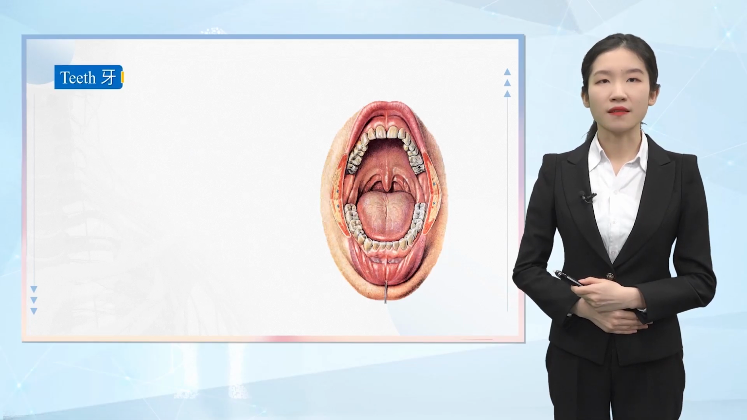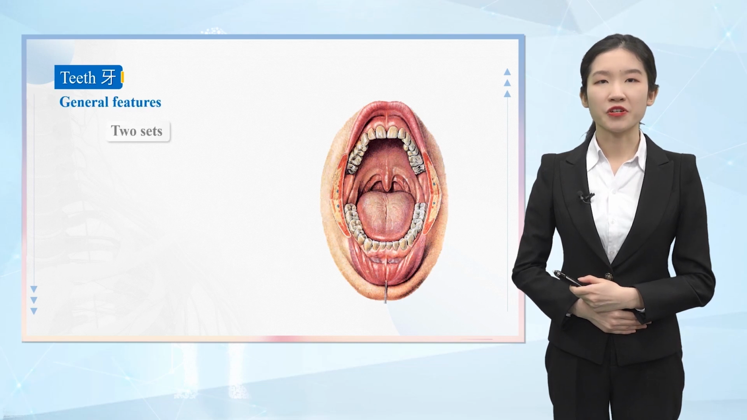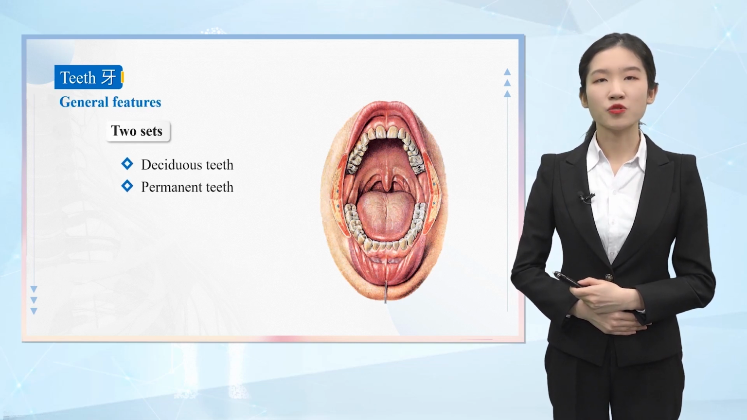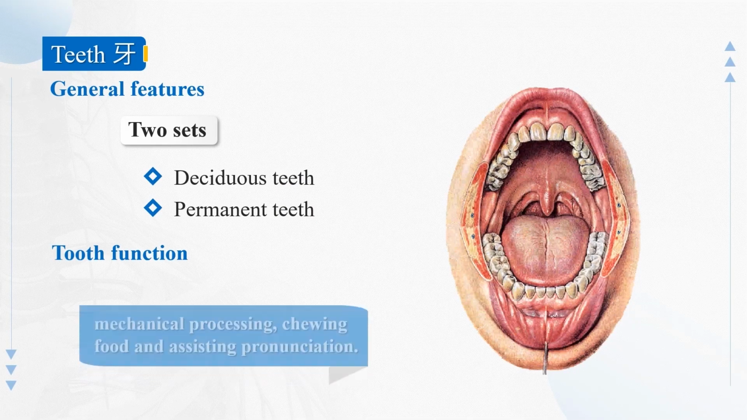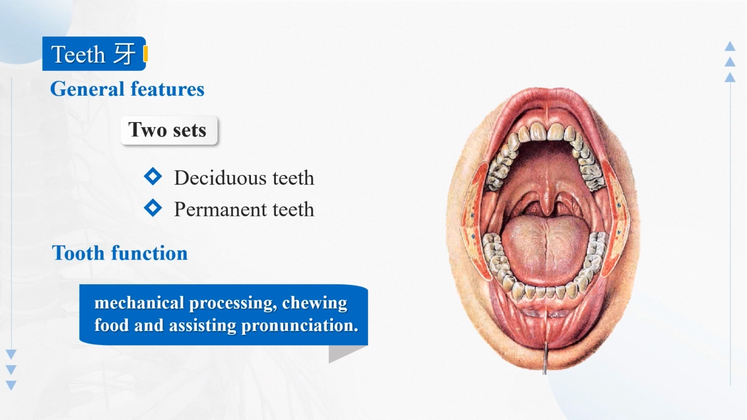Then let's talk about the teeth. General features. There are two sets, the deciduous teeth and permanent teeth. The tooth function. Teeth have the function of mechanical processing, chewing food, and assisting pronunciation.